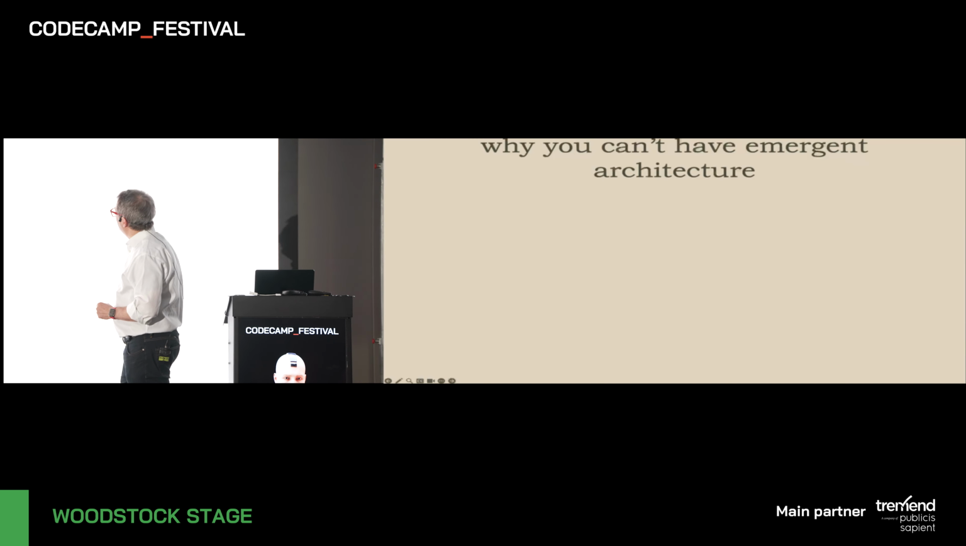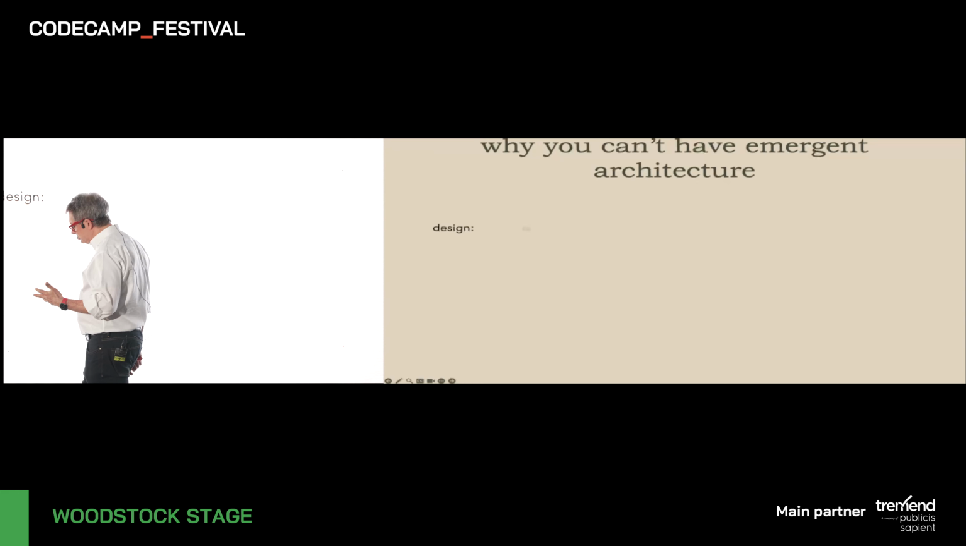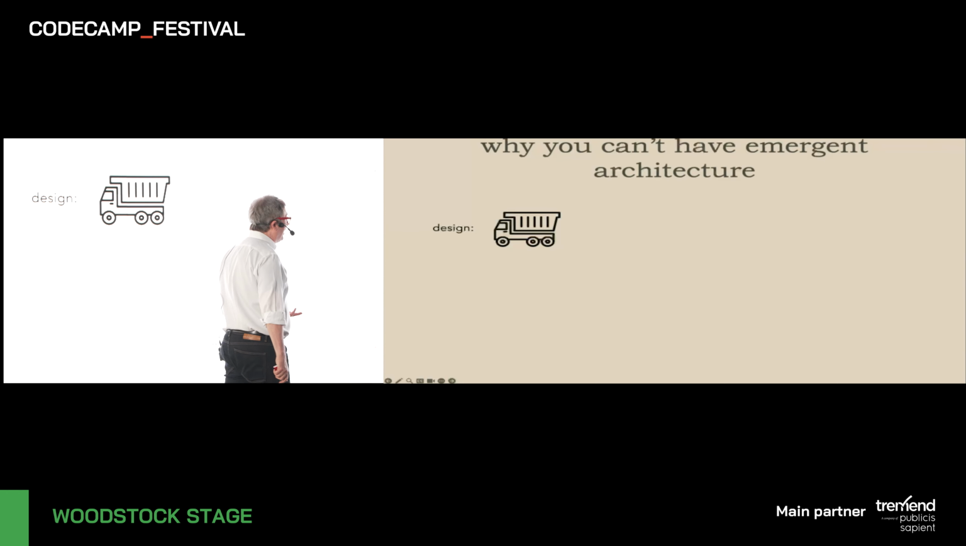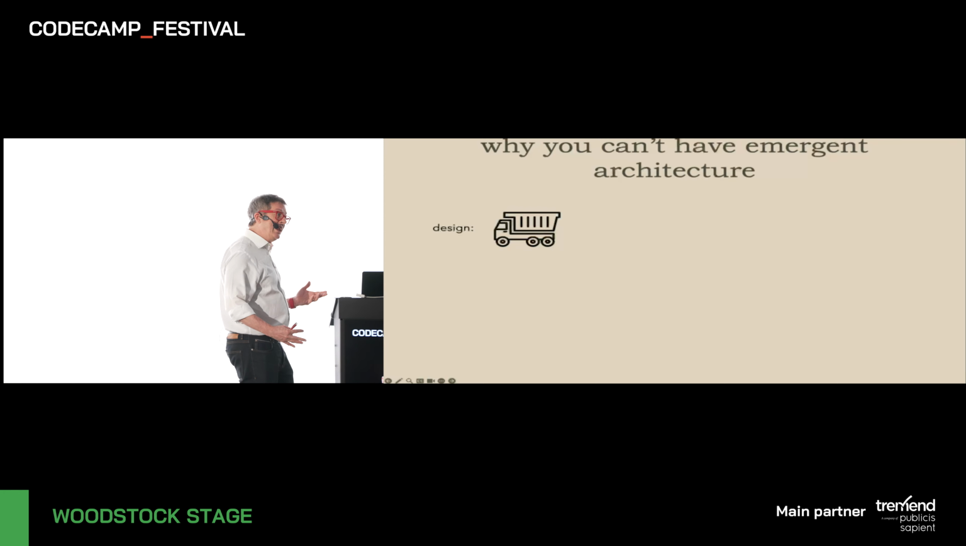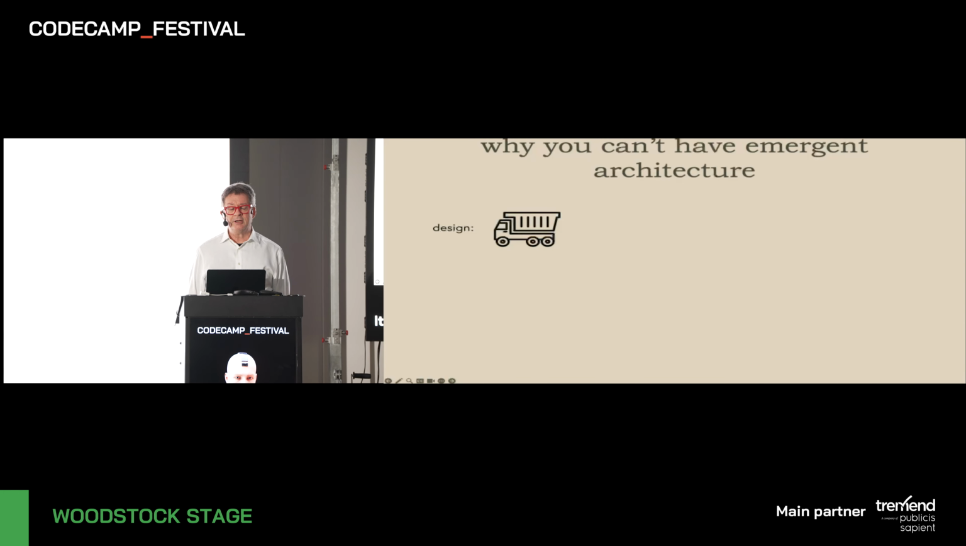One of the questions that we often get is, well, you know, in the design world, they don't talk about things like evolution. They talk about emergent design. Why can't we do that in architecture? Why can't we have an emergent architecture and just start with nothing and sort of grow it as we need to? Here's the problem with that.